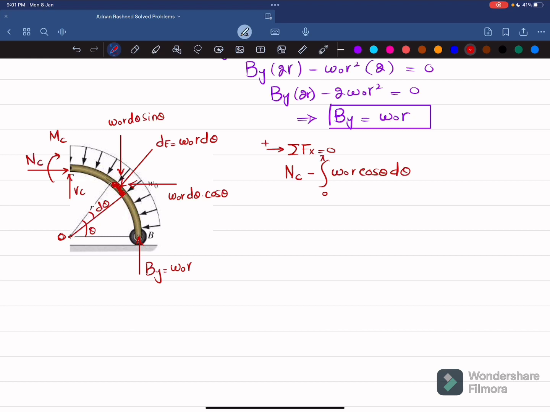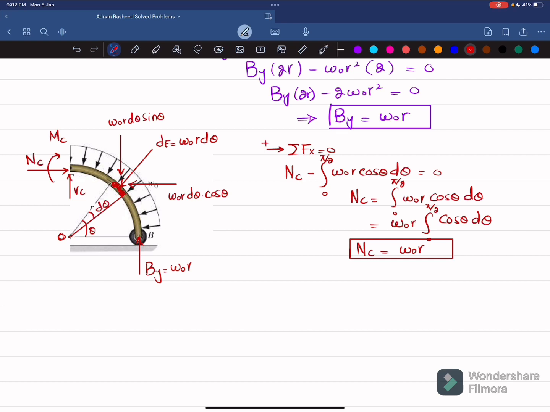So I will integrate it from 0 to pi by 2, which is equal to 0. So from here, NC will be equal to the integral of w naught r cos theta d theta from 0 to pi by 2. It will be equal to w naught r times the integral from 0 to pi by 2 of cos theta d theta. When you calculate it, you will get 1 from this integral, and NC will be equal to w naught into r.